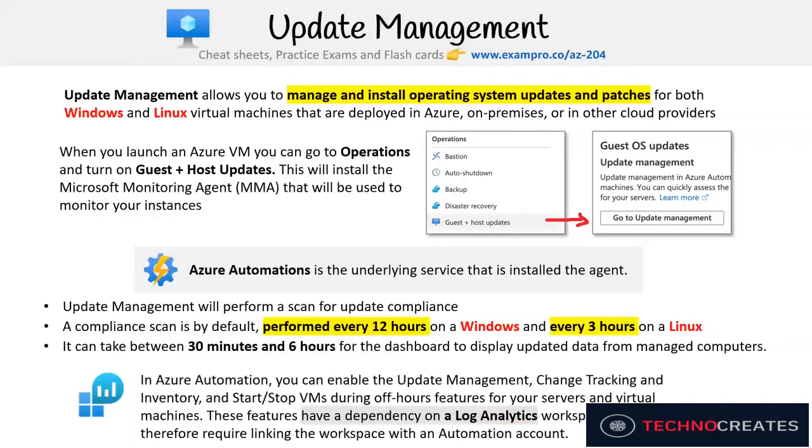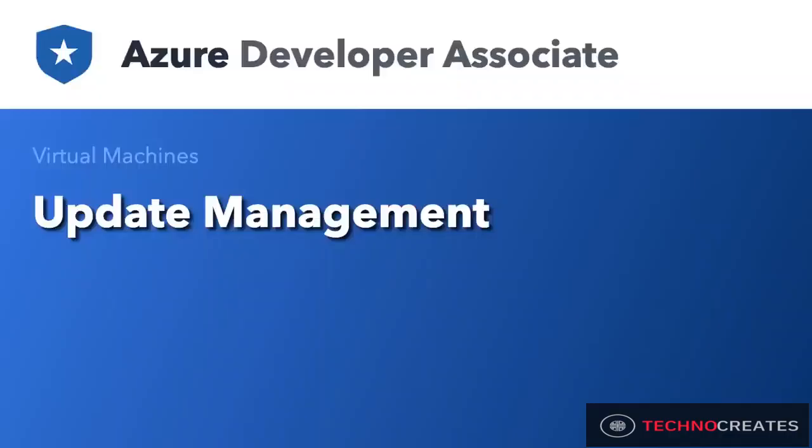I just wanted to point out a little bit about Azure Automation, because it does more than just update management. With Azure Automation, you can enable update management, change tracking, inventory, and start-stop VMs during off-hours features for your servers and virtual machines. These features have a dependency on a Log Analytics workspace and therefore require linking the workspace with an automation account. So there is a little bit extra that we have to have, but there you go.